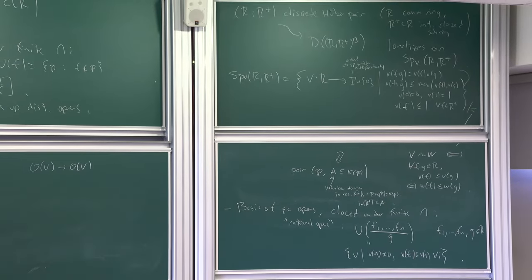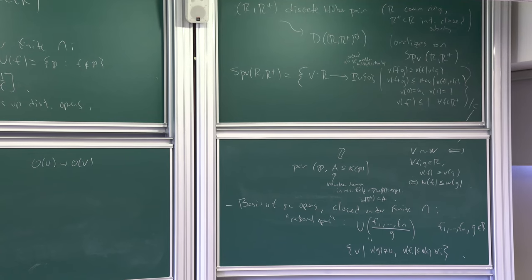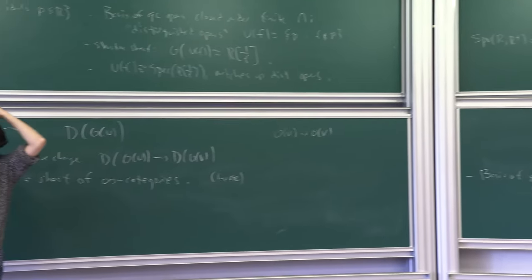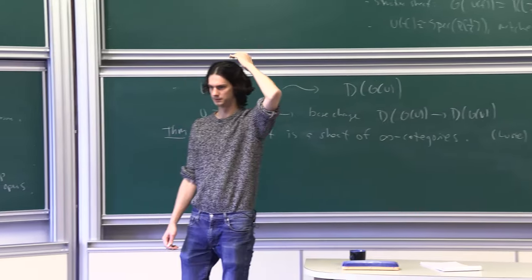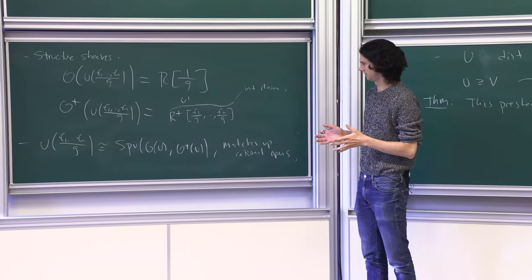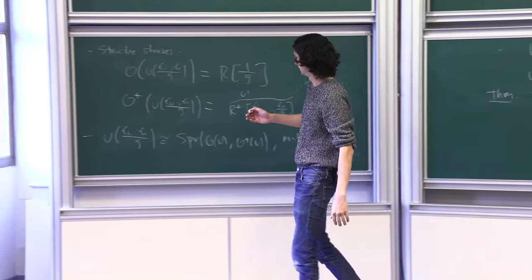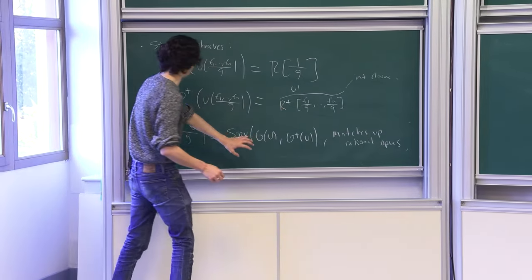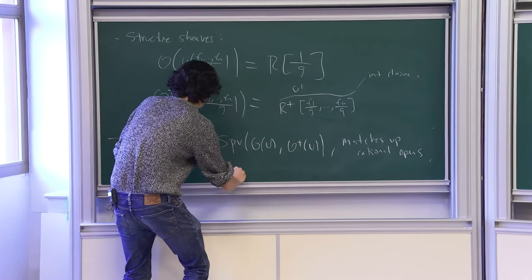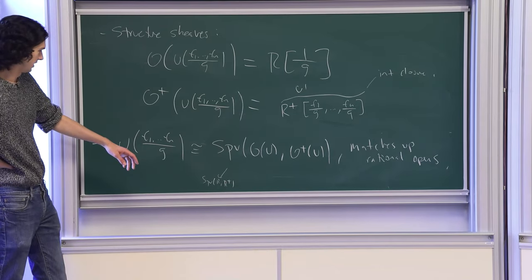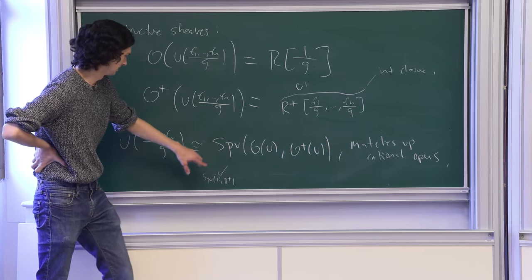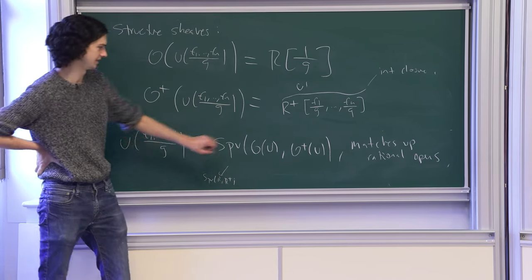So, of course, this implies that when you have a rational open included in another, there are maps on this. But what is the statement that it matches up rational opens? What do you mean there? I mean that there's a continuous map from this to this, and the pullback induces a bijection between rational opens in here, which are contained in this open subset, and rational opens in here.